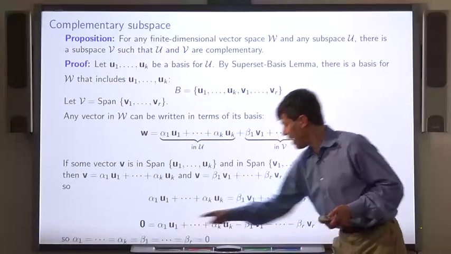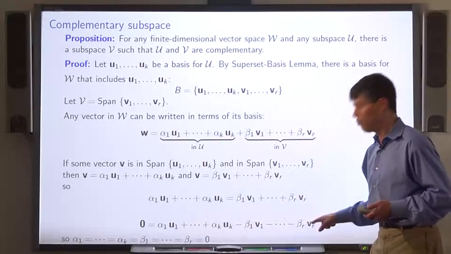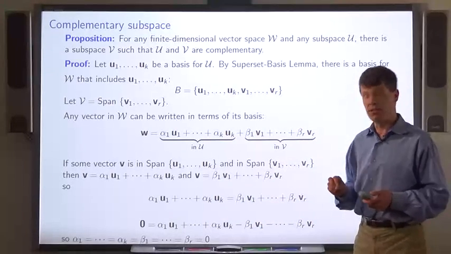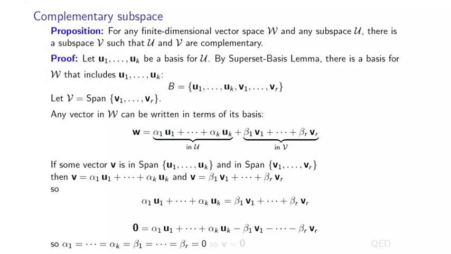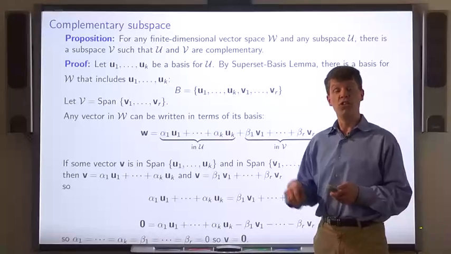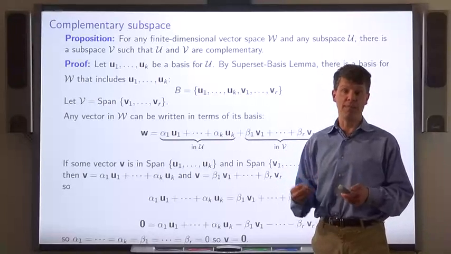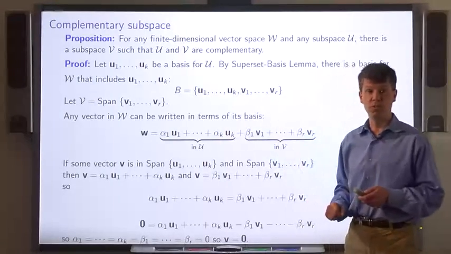But because these vectors U1 through Uk together with V1 through Vr form a basis for W, they're linearly independent. And so because you can write the zero vector as this linear combination, it must be that the coefficients are all zero. So that shows that this vector v must be the zero vector. So we've shown that the only vector in both U and V is the zero vector, so you can form the direct sum of U and V. And that completes the proof of the proposition.